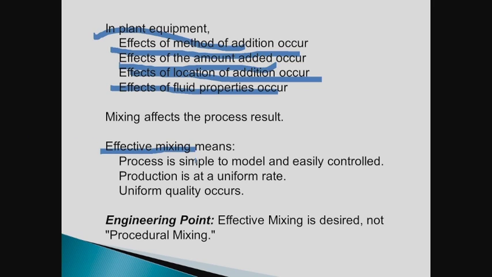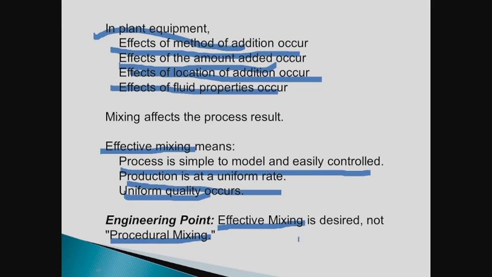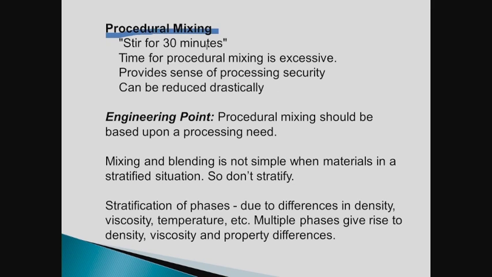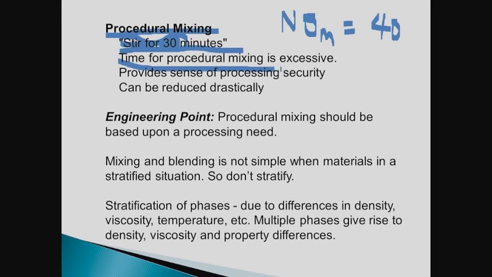The reason why you want good mixing is the process is simple to model, easily controlled. Production occurs at a uniform rate, and you have uniform quality. Now, what you're after is effective mixing, which is much, much different than procedural mixing. With procedural mixing, you add and stir for 30 minutes. Now, the N theta value might be 40, okay? And if you're going around at 40 RPM and N theta is 40, then you find out the mixing time is 1 minute. So if I have a mixing time of 1 minute, why do I want to stir for 30 minutes? So procedural mixing can be quite excessive.